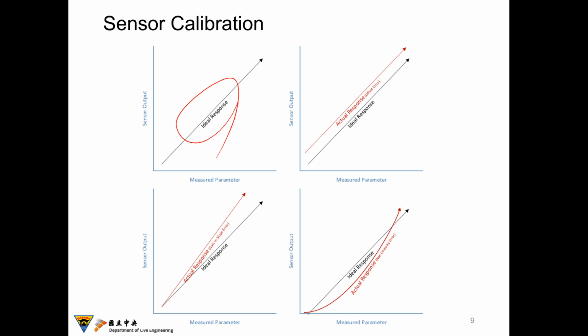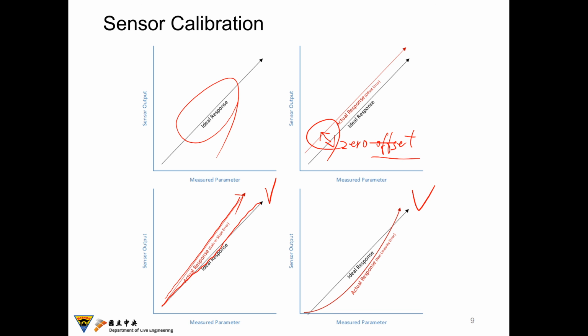But actually, maybe we have some offset. This is a zero offset. This is what we call the zero offset. Okay, but I think this is okay because I can use the calibration to cancel the error ever. A very simple idea. But however, if you have this kind of situation, means that with the time or with the measurement value change, I have a different response compared to the rating curve.